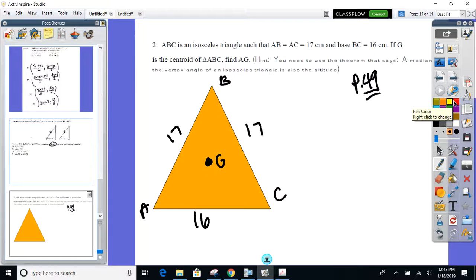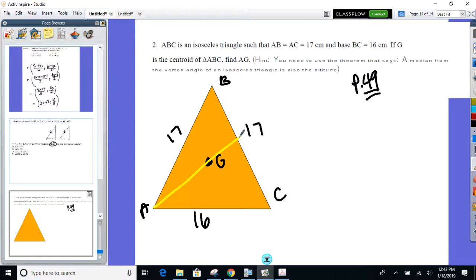One of the three what? If that's the centroid, where's the centroid going to be on? One of the three what of the triangles? Medians, all right? So if I'm going to draw this in now, that's going to be a median. Everyone agree? That's where the centroid is. It's the intersection of all three medians. And I need to find this distance, A to G.